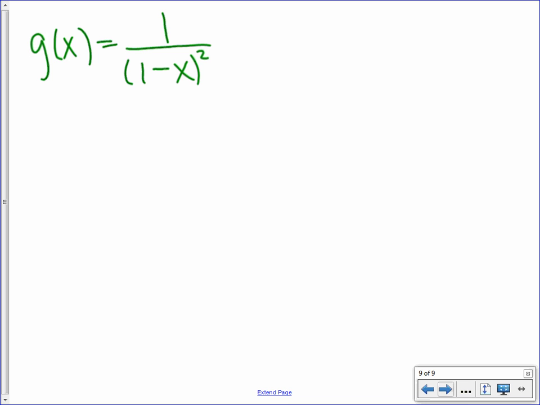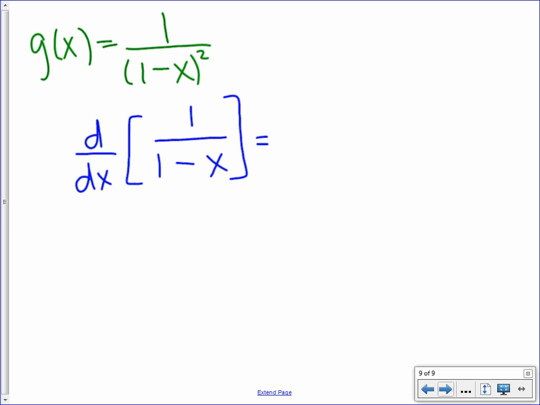It's negative. So if we take the derivative of 1 over 1 minus x, what do we get? Negative... I disagree, because you have a chain rule in there. You have a chain rule? Yes. Okay, that's what I thought.